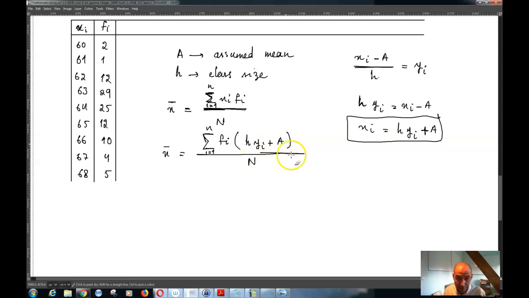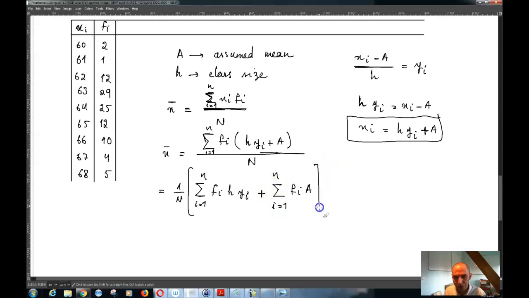And we have to do some algebra here, meaning that I can write this as 1 divided by n, for this n, and then I can write this as sigma, multiply this in, meaning that sigma f of i times h y of i as i goes from 1 to n, plus sigma of f of i times A, f of i times A as i goes from 1 to n.